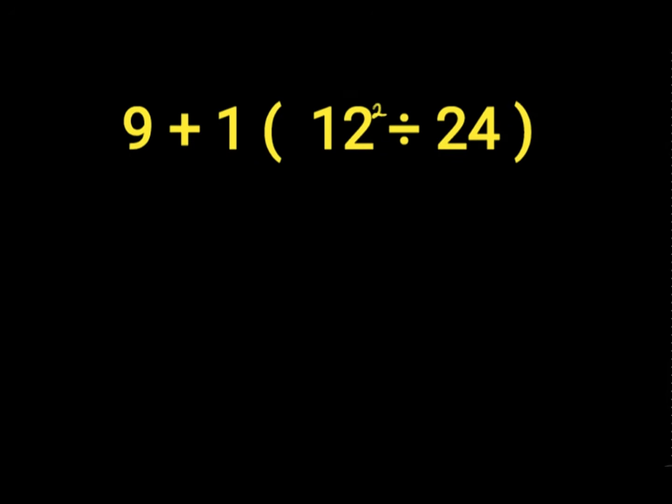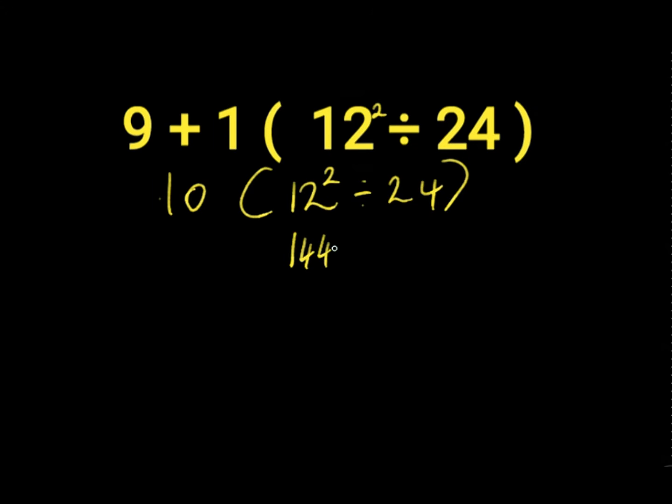9 plus 1 (12 to the power of 2 divided by 24). 9 plus 1 will give us 10. Then 10 (12 to the power of 2 divided by 24). Then in our parentheses, 12 to the power of 2 is 12 times 12. 12 times 12 will give us 144.